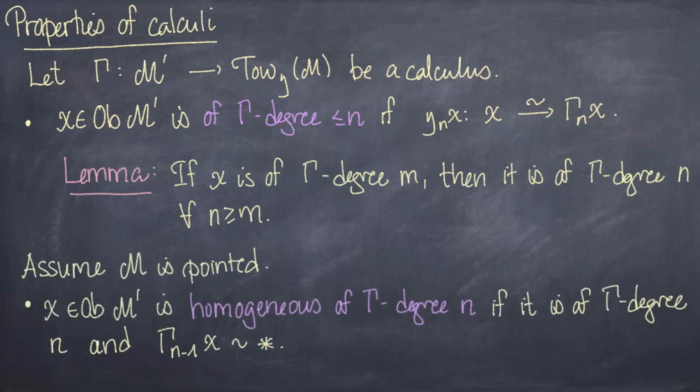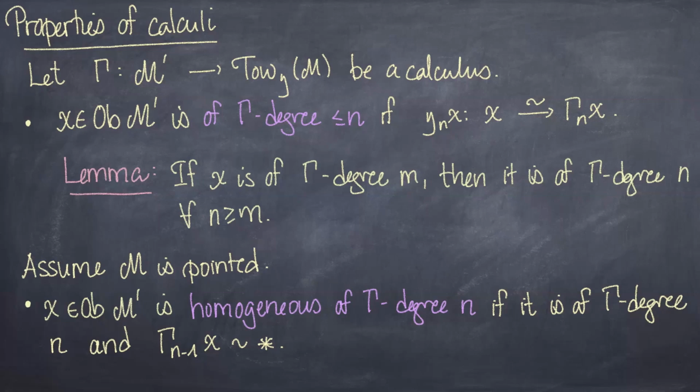And now suppose that our category is pointed, so that we have some notion of what a base point object is in the category. And we'll say that our object is homogeneous of gamma degree n if it's of gamma degree n, and indeed, its n minus first approximation is trivial. So in some sense, it's really concentrated in gamma degree n. We're interested in the objects that are homogeneous of gamma degree n. We can think of them like monomials, like x to the power n or something like that. And they're fundamental building blocks of the objects in my category. That's why I'm interested in them.